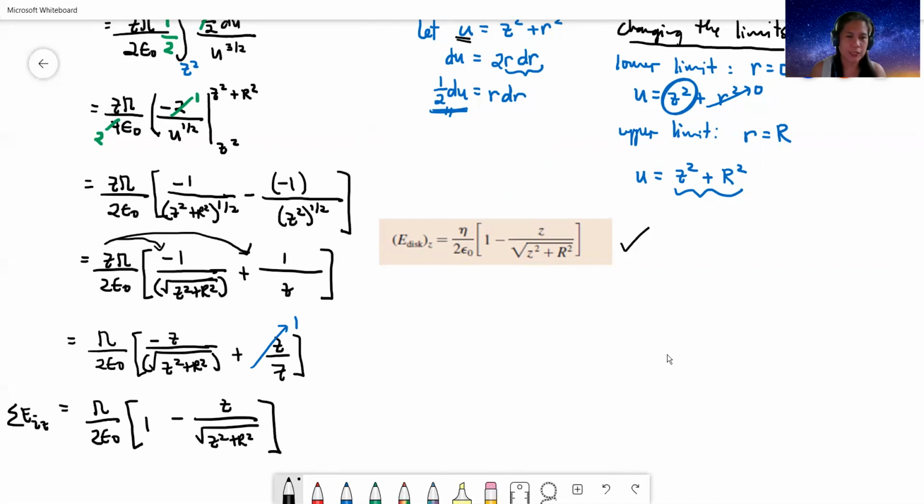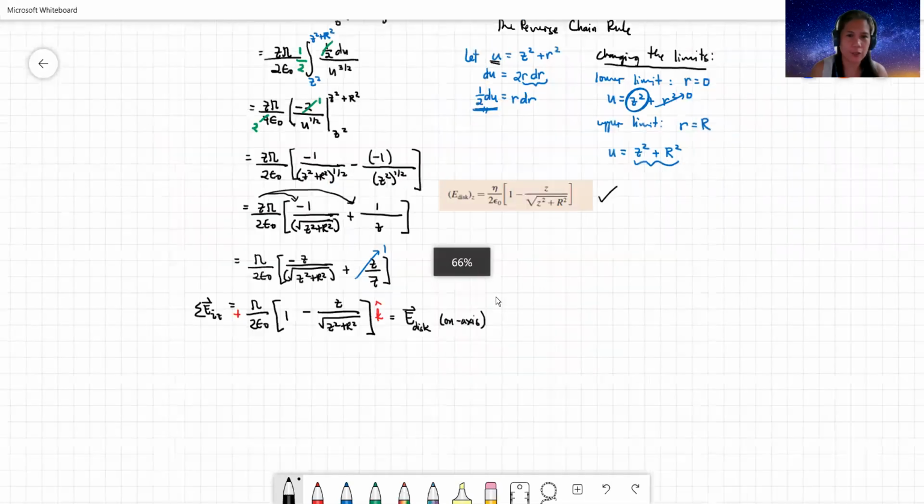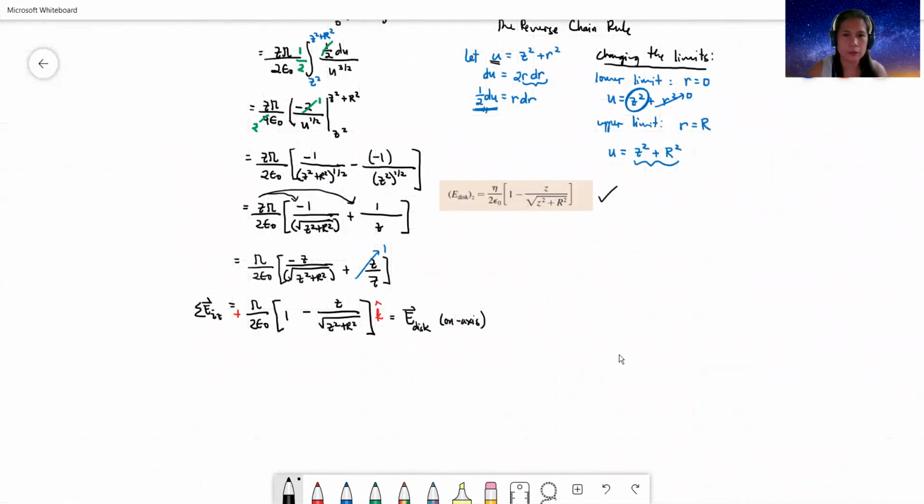And then if we put this now as a vector, we of course know that it is going towards positive z as a vector now with the direction. And this is of course equivalent to the electric field of the disk on axis. This is only true for on axis, okay? If it's not on axis, never dare use this equation. Okay, so this is, oops. Let's make it bigger.